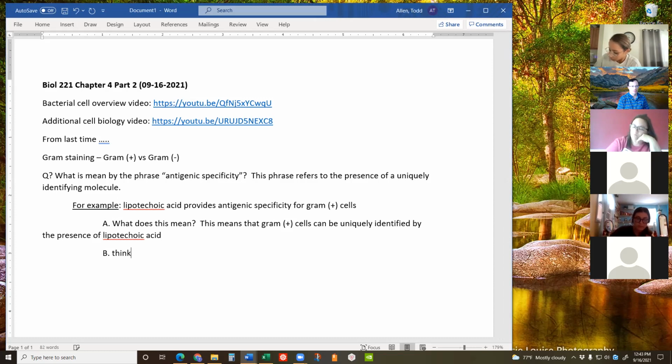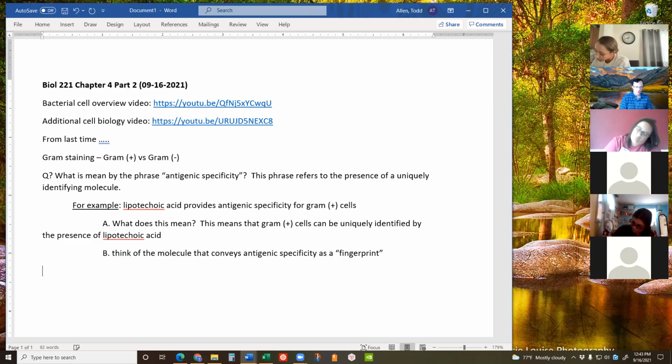Think of the molecule that conveys antigenic specificity as a fingerprint. Your fingerprint conveys your identity, at least to the police department. Okay, so lipoteichoic acid provides antigenic specificity to identify gram-positive cell walls. Lipopolysaccharide provides the same kind of antigenic specificity for gram-negative cell walls.